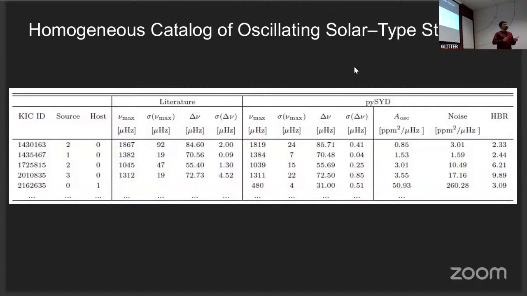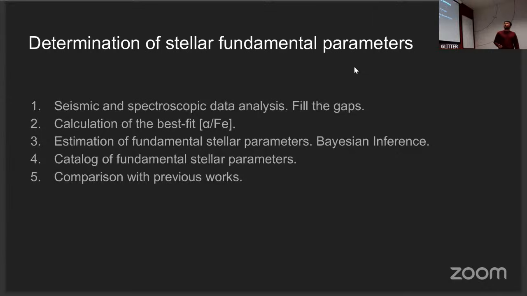So nu max is basically the frequency at maximum power, and is proportional to the surface gravity of the star and the effective temperature. And delta nu is the spacing between two overtones, and is proportional to the mean density of the star and the effective temperature. With this catalog, what we did is that we completed the catalog because we saw some missing data. We complemented observations with spectroscopy, we calculated the impact of the chemical composition, and we estimated fundamental parameters and compared with previous results.